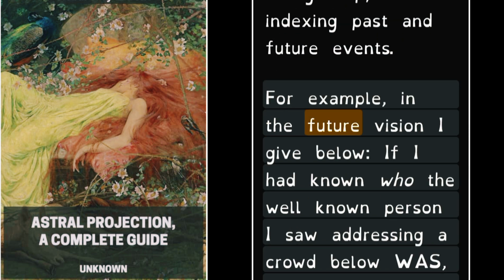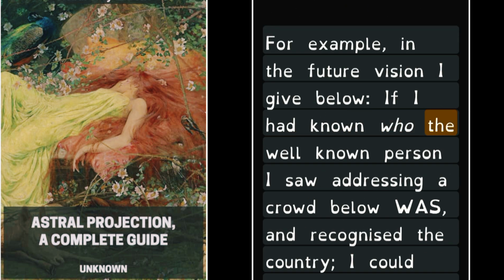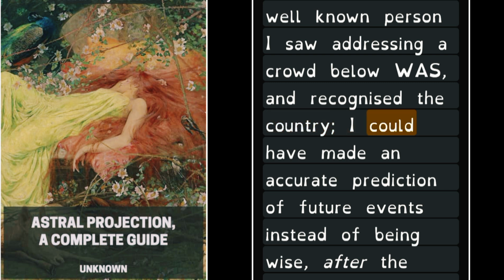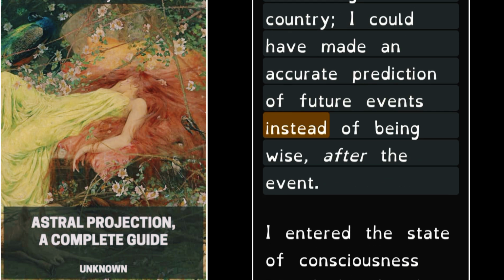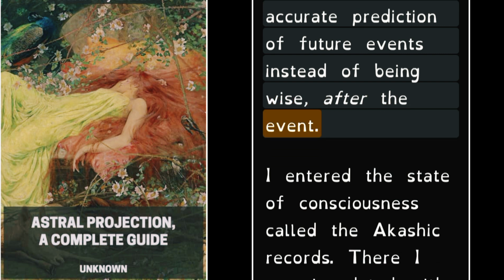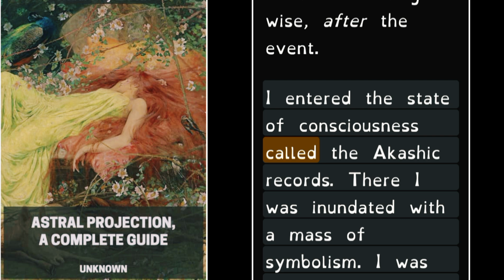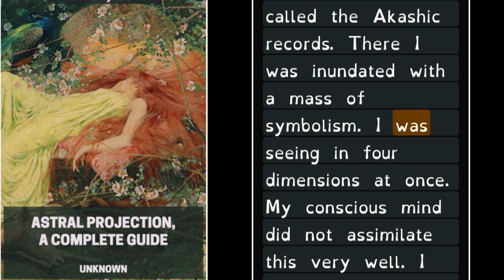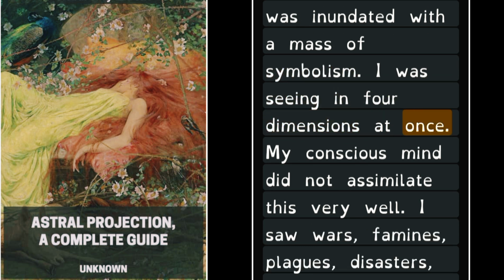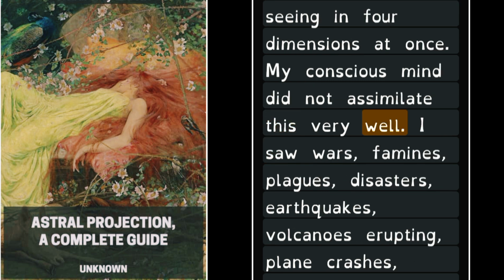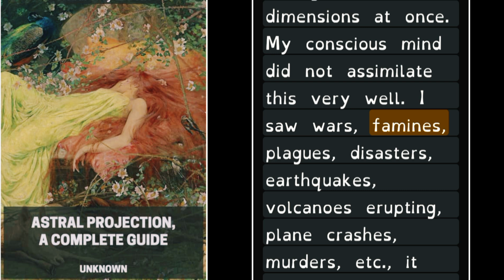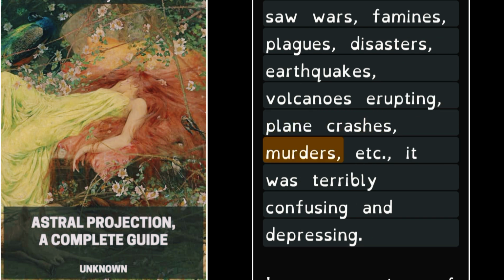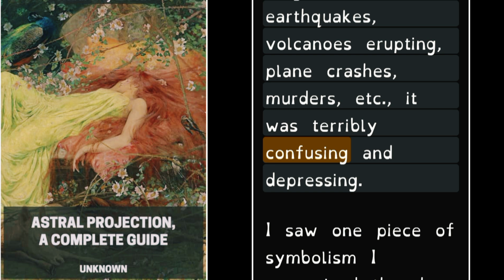For example, in the future vision I give below, if I had known who the well-known person I saw addressing a crowd below WAS and recognized the country, I could have made an accurate prediction of future events instead of being wise after the event. I entered the state of consciousness called the Akashic Records. There I was inundated with a mass of symbolism. I was seeing in 4 dimensions at once. My conscious mind did not assimilate this very well. I saw wars, famines, plagues, disasters, earthquakes, volcanoes erupting, plane crashes, murders, etc. It was terribly confusing and depressing.